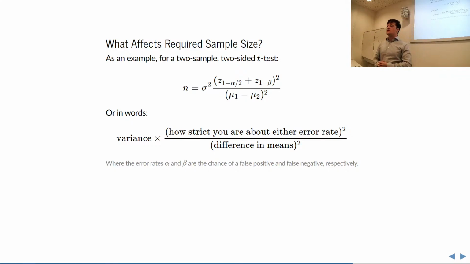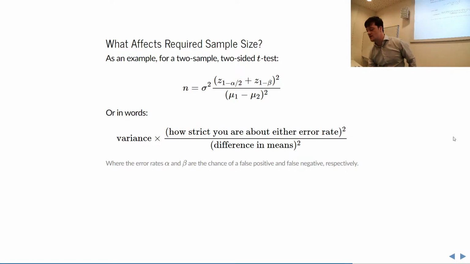Because even though this is only true for the two-sample, two-sided t-test, this is approximately true for anything that you can do. Because it says that if the variance is large, if the extent to which individual observations differ from each other is large, then you need more samples, right? Because there will be more overlap.